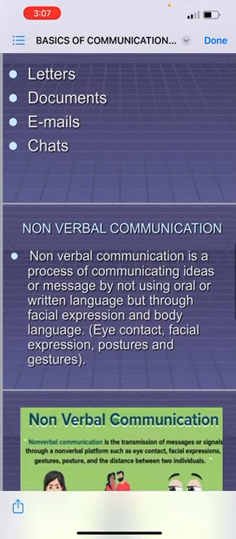The next is non-verbal communication. Non-verbal communication is a process of communicating ideas or messages not by using oral or written language but through facial expression and body language. In this we neither speak nor write, just communicate through gestures or signals. We usually transfer messages with the help of body language like eye contact, facial expression, postures and some gestures.